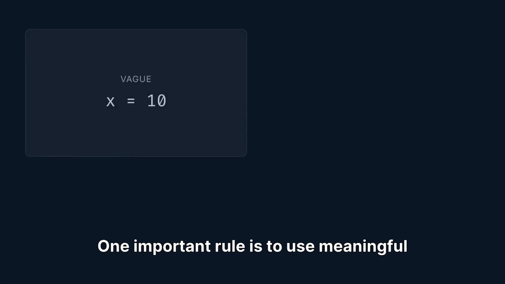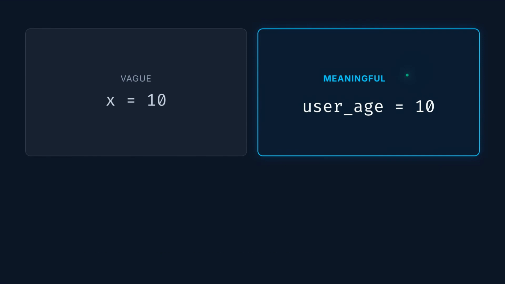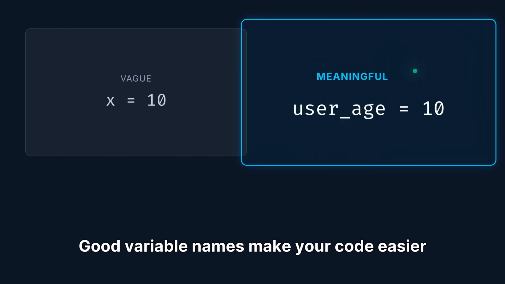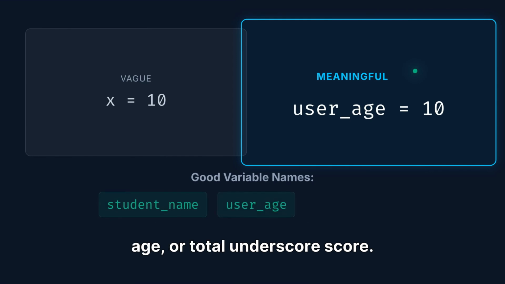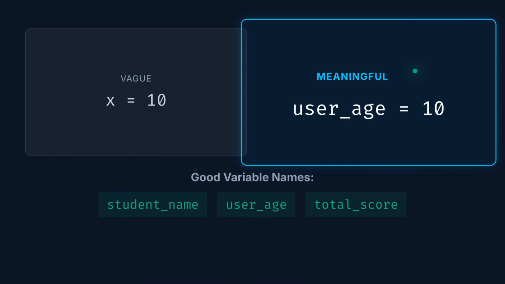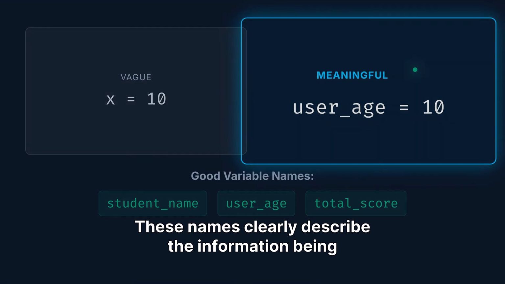One important rule is to use meaningful variable names. Good variable names make your code easier to understand. For example, student_name, user_age, or total_score. These names clearly describe the information being stored.